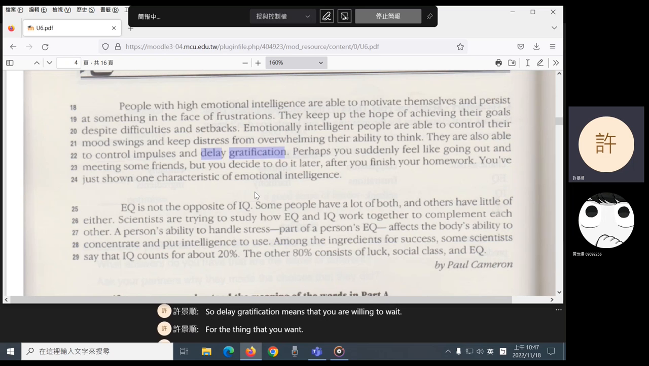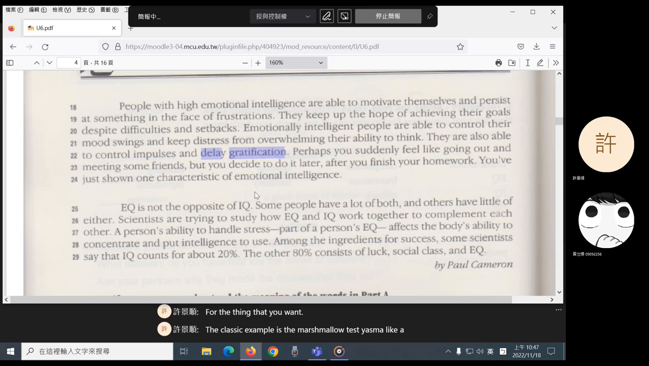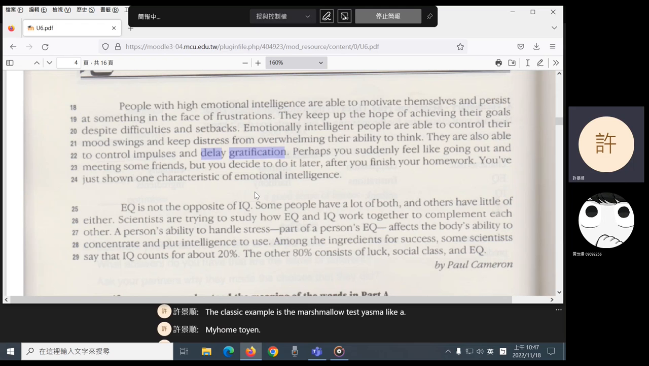The classic example is the marshmallow test. 叫什么? 那个棉花糖测验, right? Have you heard about this? A psychologist tested a group of kids. Each kid would have a plate, and on the plate would be a marshmallow, 棉花糖. And the psychologist would say, okay, I'm coming back in 5 minutes. If the marshmallow is still here, I will give you 2 marshmallows.